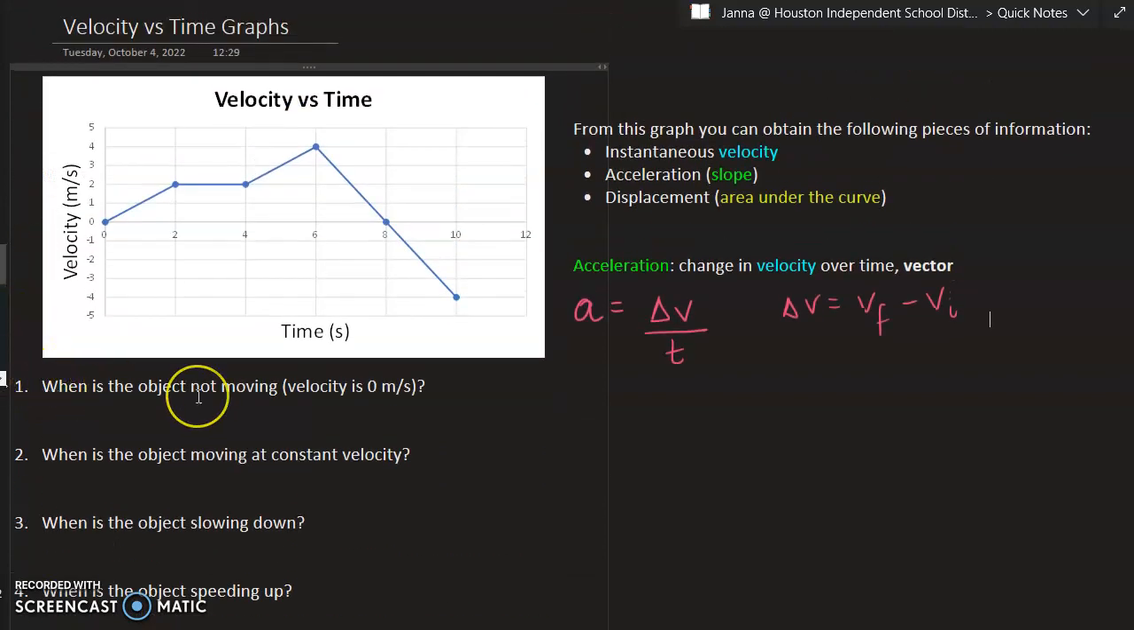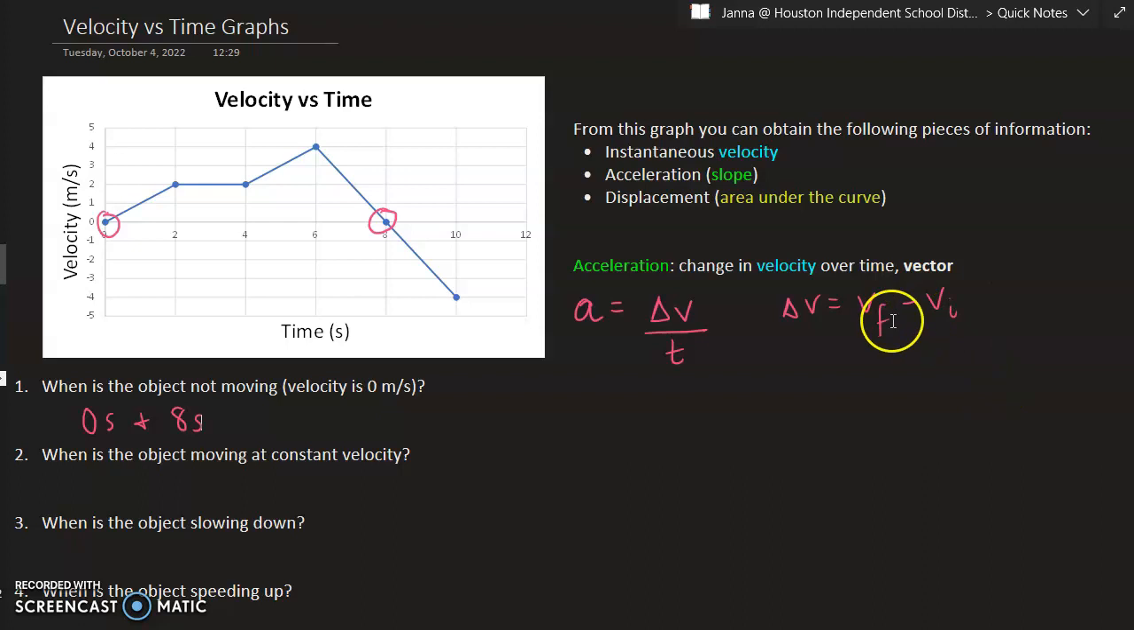Question number 1, when is the object not moving? When is the velocity 0 meters per second? The object is not moving when the graph is on the x-axis. So here, at 0 seconds, the velocity is 0. And then at 8 seconds, the velocity is 0. So when the velocity is 0 meters per second, that is at 0 seconds and 8 seconds.